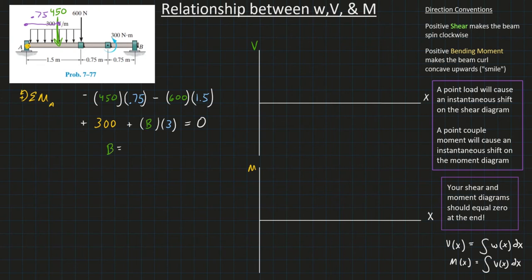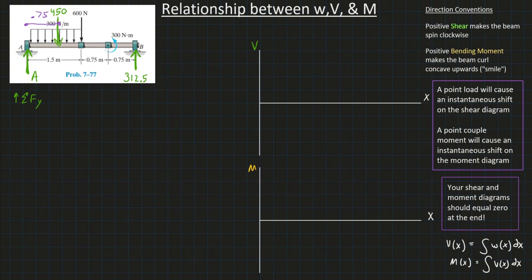And I'll get a positive 312.5. And now I can do the sum of the forces in the y to find A. So I have A going up, I have this 450 going down, I have the 600 going down, and I have my 312.5 at B going up. We can solve that, and we'll figure out that A will equal a positive 737.5.